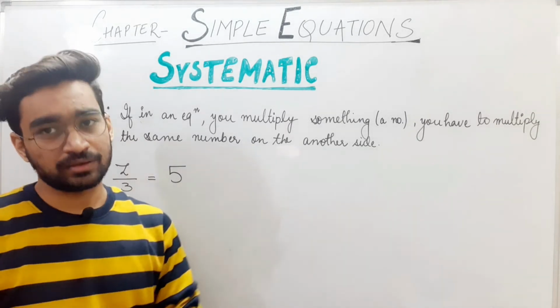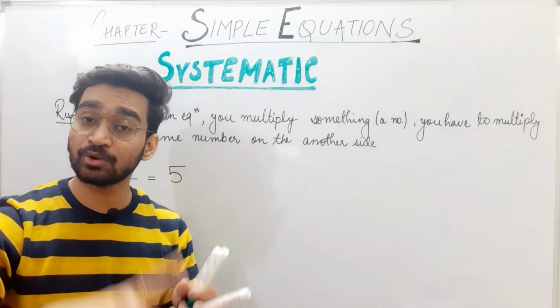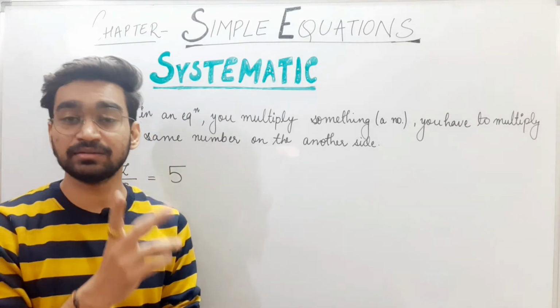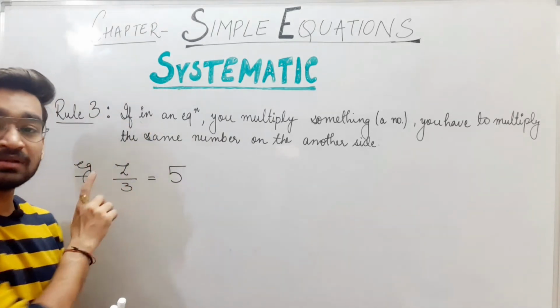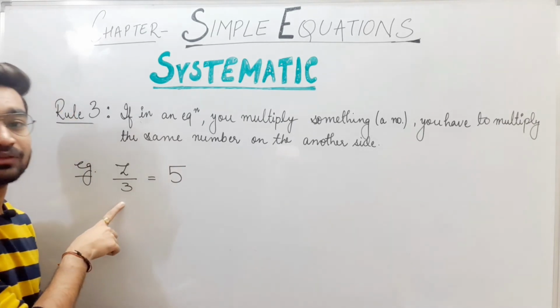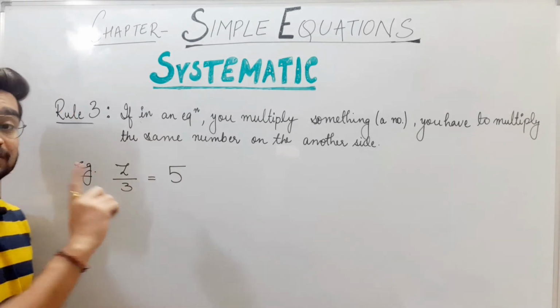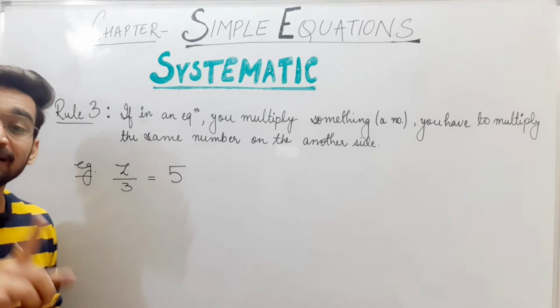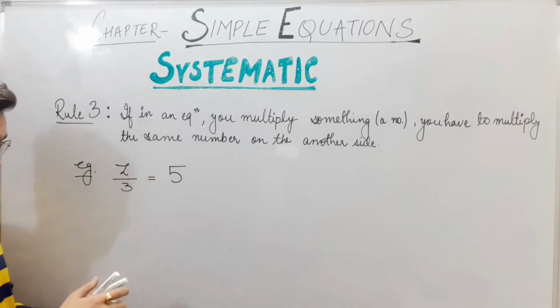Now I'm saying again that the main motive of this systematic method is that there should be only the variable, no other numbers. How can I cancel out this 3? How can I cancel out the 3 which is in division here? By multiplying by 3 on both sides. Let's check it.